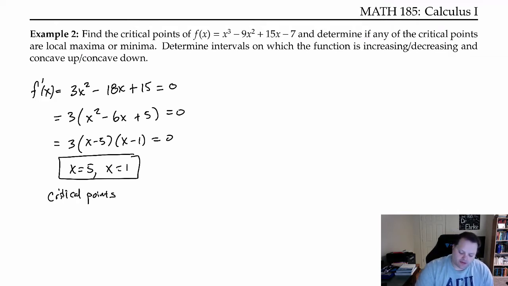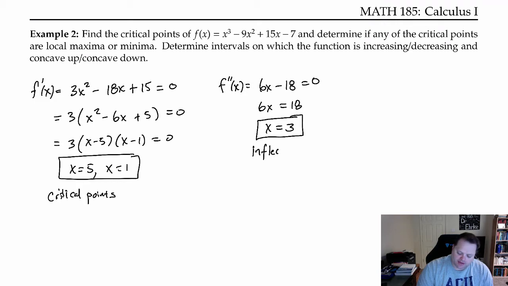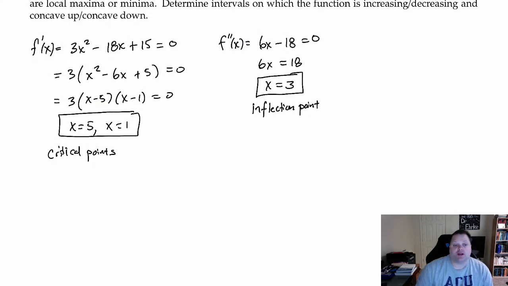All right, second derivative. So what I'm looking for when I calculate the second derivative is, here's the first derivative, I'm just going to differentiate this one more time. So the derivative of 3x squared is 6x, minus 18. So 6x equals 18, or x is 3. This is a place where the second derivative is equal to 0. So we call this an inflection point.